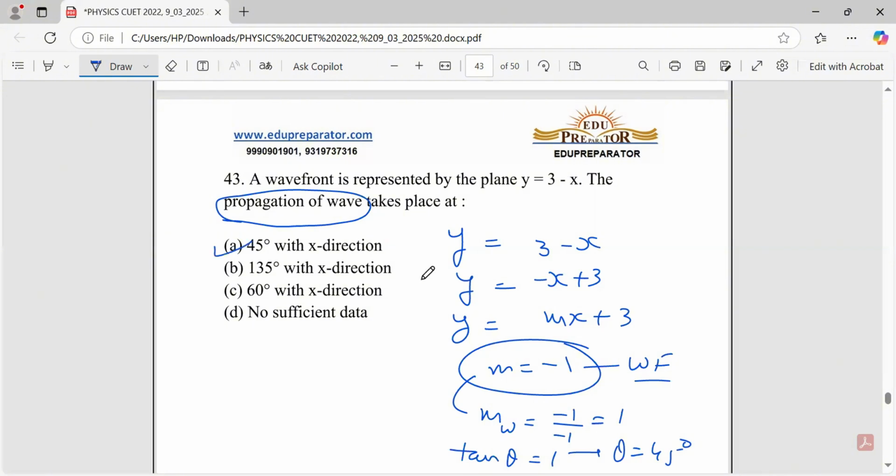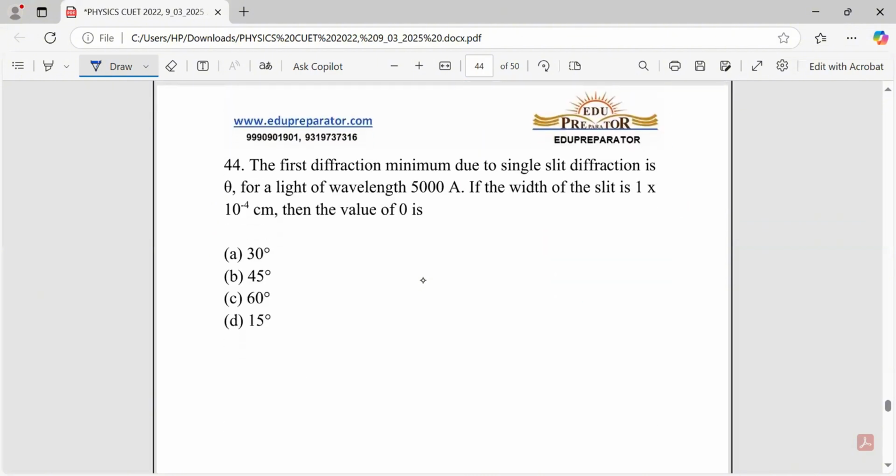So therefore, A is the answer. Some students mark 135 degrees also, but remember, you should be able to distinguish the concept of wave front and propagation. Propagation, that is, the ray, is perpendicular to the wave front, right? So keep this point in mind and proceed with the next question.